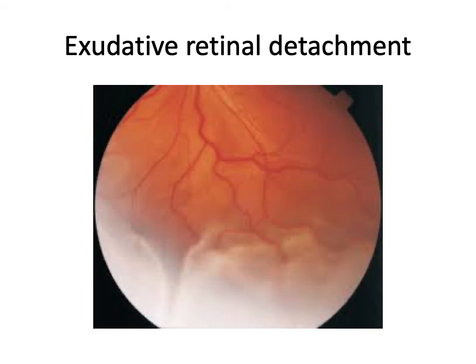Exudative retinal detachment is one of the complications of posterior uveitis. You can see here the lower retina is detached due to presence of exudative cause, which is called the posterior uveitis, producing severe exudation below the neurosensory retina, producing exudative retinal detachment.